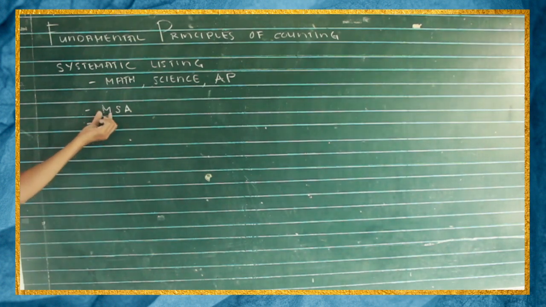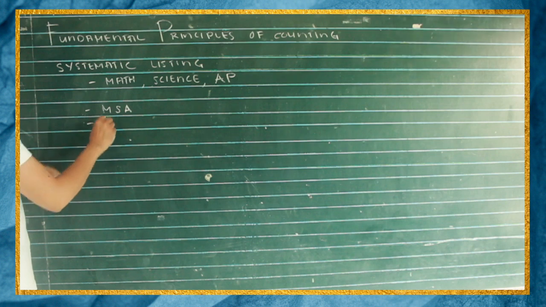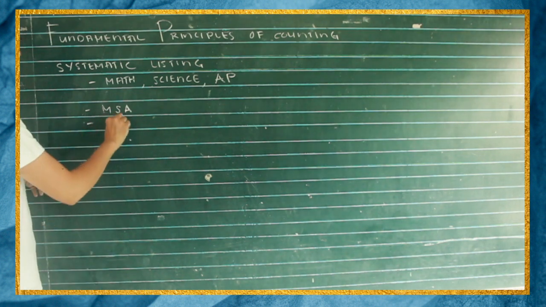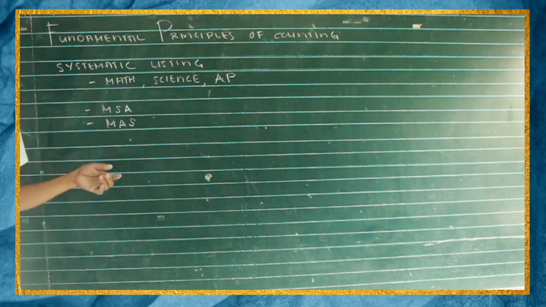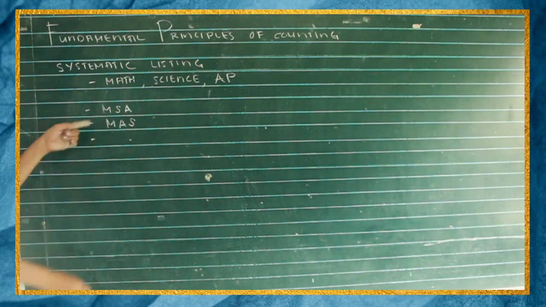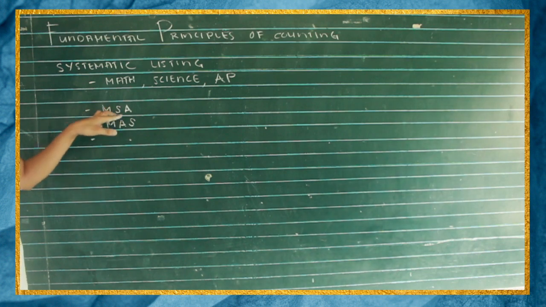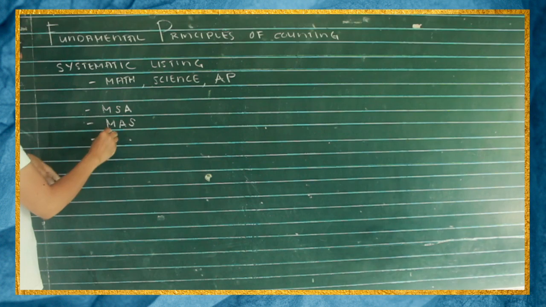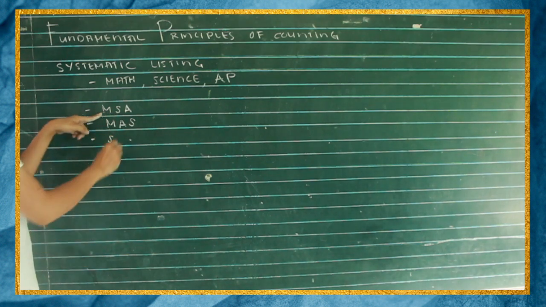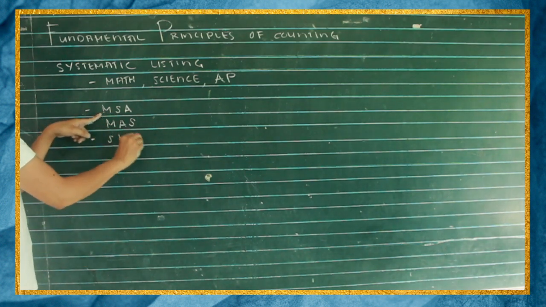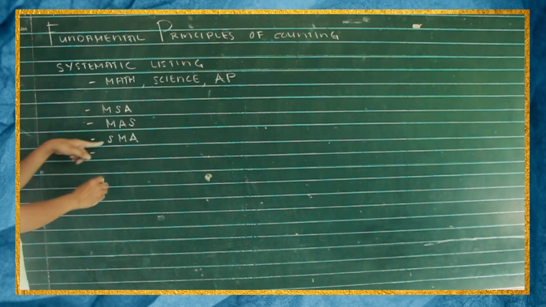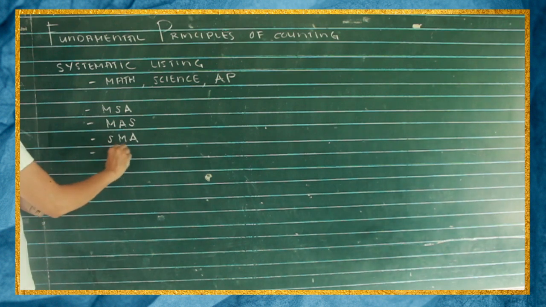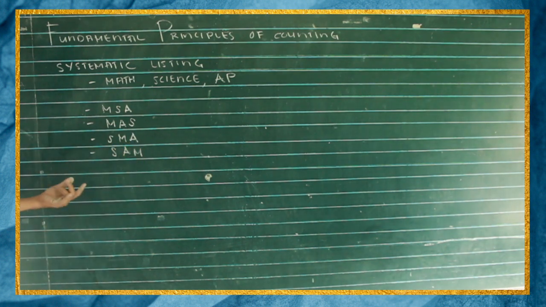Another possible arrangement: the first book is still math, and then you just swap AP and science. Next one, since you can't do anything more with science and AP, the next one that comes first is science. And then you have math, then AP. Then the fourth one, science still comes first, you just swap math and AP, so it becomes AP and math.